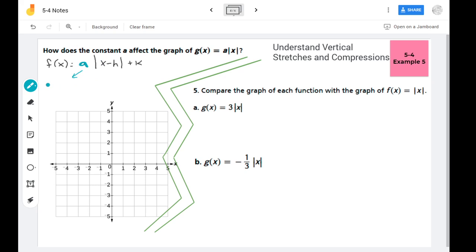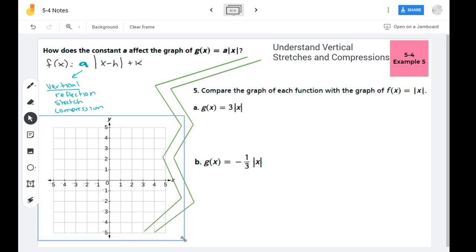It's going to either do a vertical reflection. Well, everything here is vertical, so I'm going to put vertical on its own line, right? Because this is done outside the grouping symbol. So it's going to cause either a reflection, a stretch, or a compression. Those are the words we mean when we talk about stretching or shrinking it down.